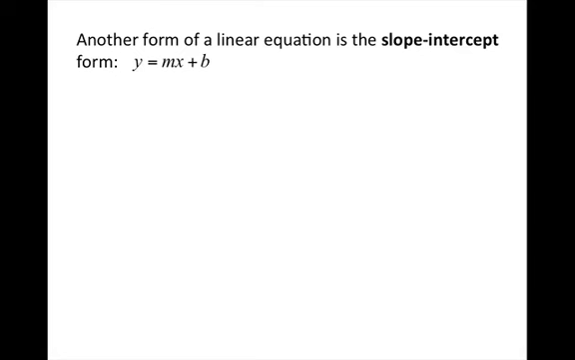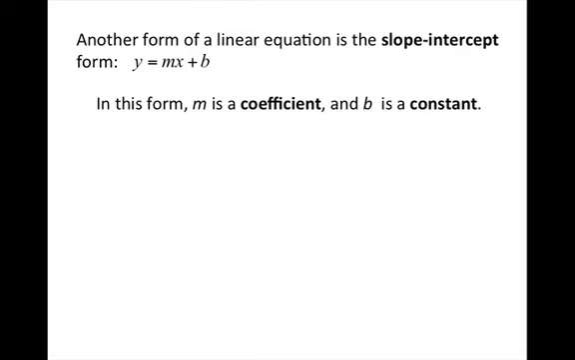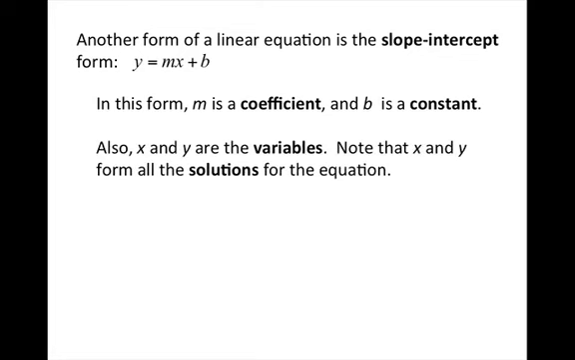The other form of a linear equation is slope-intercept form, and that's y equals mx plus b. In this form, your m is a coefficient and your b is a constant. M comes in front of the variable x, and your b is a constant. It does not have a variable with it. And like the general form, in this slope-intercept form, x and y are the variables, and they form the solutions for the equation.